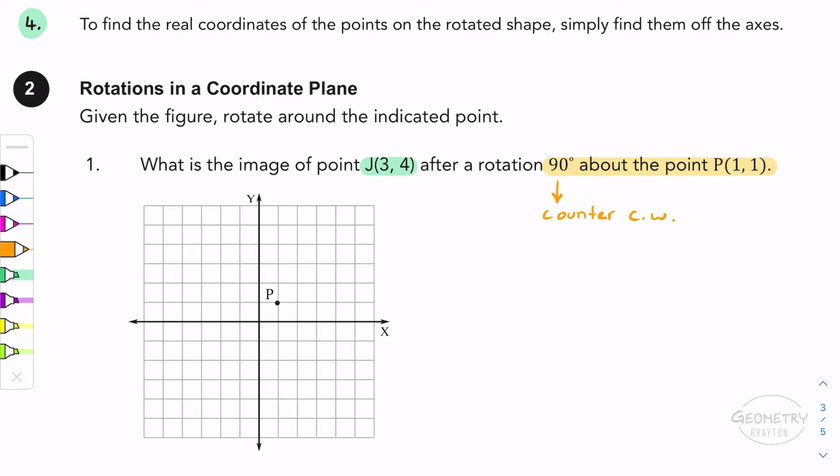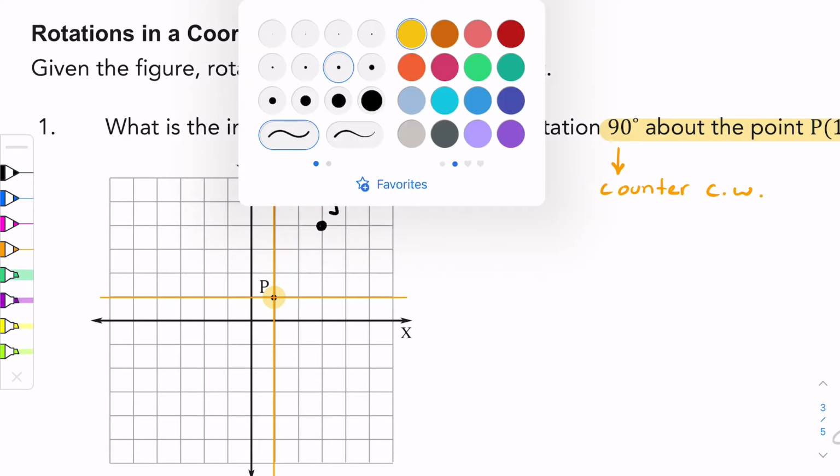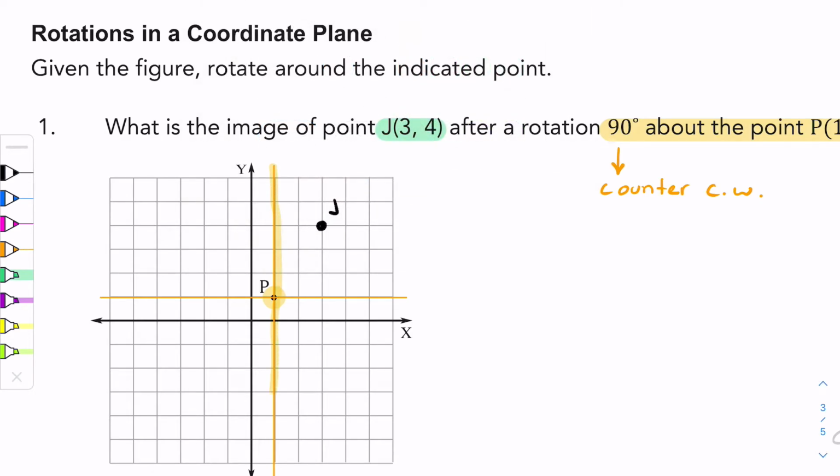I'm going to take a moment. I'm going to indicate that point P is here, and I'm going to draw, well, first let's plot the point. Sorry, I forgot I didn't do that. So point J is at 3 comma 4. Okay, now back to what I was saying. I'm going to take a moment and I'm going to draw a new X and Y axis. I'm going to do them in orange just so I can clearly see where they are. I like to do this every time so I don't mix up any points.